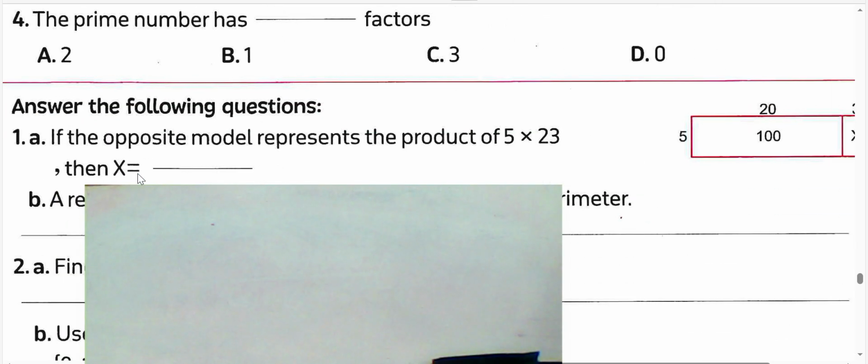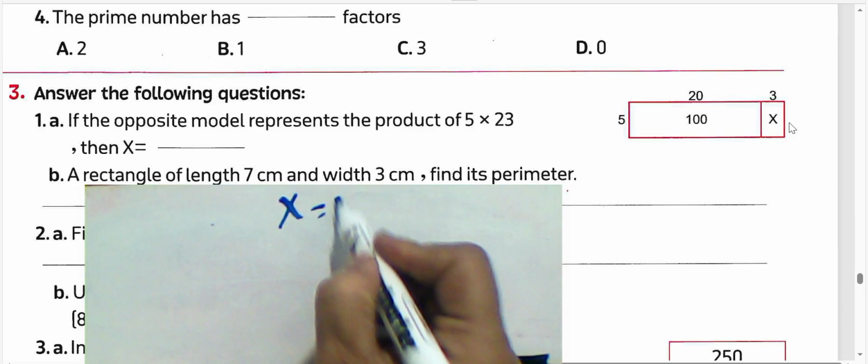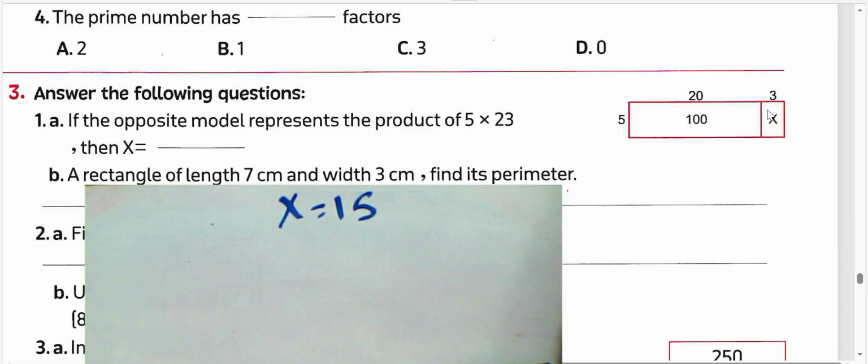Next question. Answer the following. We have a bar diagram, and we want to find x. The model represents the product of 5 times 3. We can find x: x equals 3 times 5. The value of x here equals 15. The product of length and width: the length was 5 and the width 3. 5 times 3 is 15.